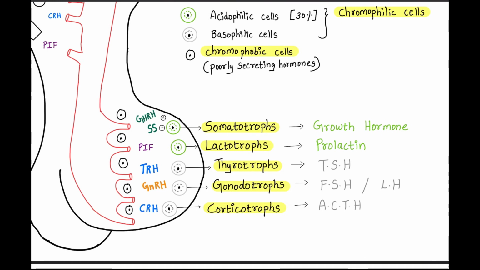Somatostatin inhibits the somatotrophs so that there will be very little or no secretion of growth hormone. Prolactin inhibiting factor inhibits the secretion of prolactin. Then the other releasing hormones stimulate the respective cells to secrete and release their hormones.